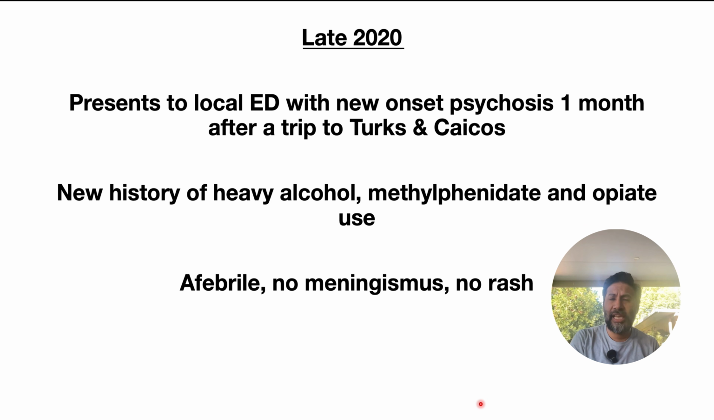But he presents to the ED after developing new onset psychosis, 1 month after a trip to Turks and Caicos in the Caribbean. New onset, his partner says, of heavy alcohol, heavy drug use, very out of keeping for him. And so we've got behavioral changes and we've got psychosis as well. So we're already worried about some sort of encephalitis.